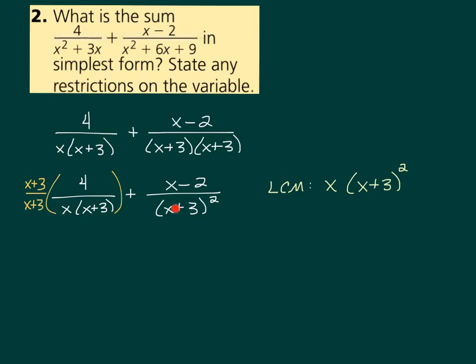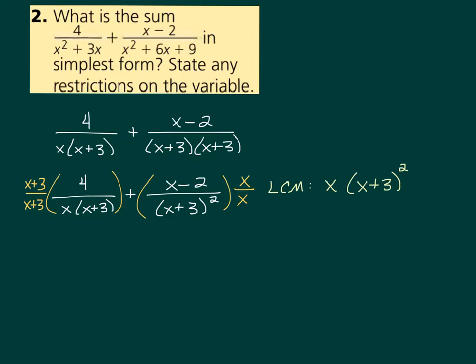What do I multiply here to get x times (x plus 3) squared? I need to multiply it by x. And just remember, whatever I multiply in the denominator, I must also multiply in the numerator. And the reason for that is this fraction right here has a numerical value of 1. So if I multiply this whole thing by 1, I haven't changed it. And I'm not allowed to change it, so that's good.